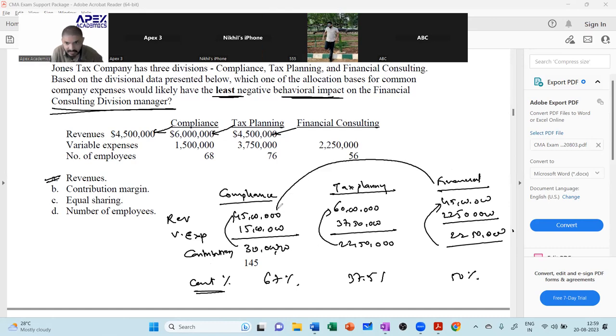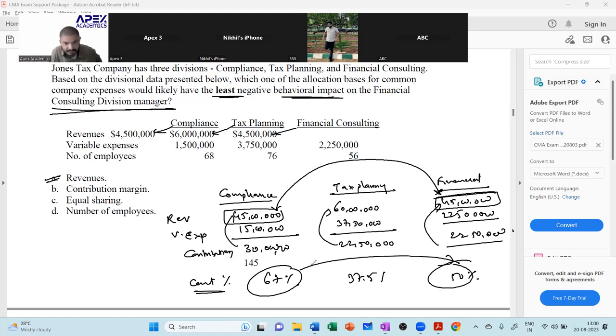Although I have the same revenues as the compliance department, if you allocate the same amount of fixed cost just on the basis of revenue, it is unfair on me because my contribution is lower than this department, percentage wise. If I was to take the contribution margin into consideration, here it is 50%, here it is 67%. Now, if we go by contribution margin and if we allocate, that will result in what?